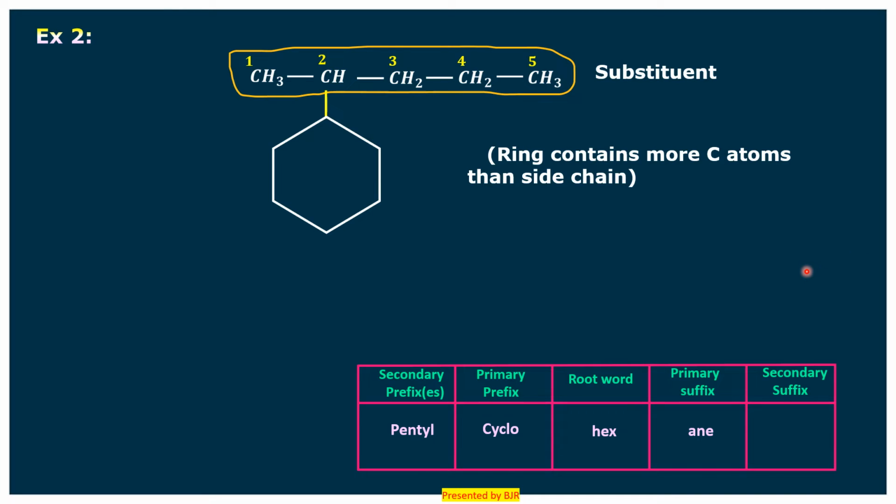The second carbon atom in the pentyl group is attached to the ring. So 2-pentylcyclohexane is the name of this organic compound.